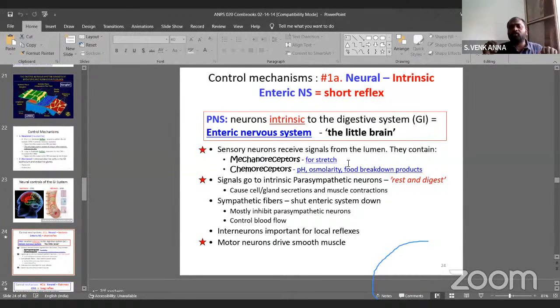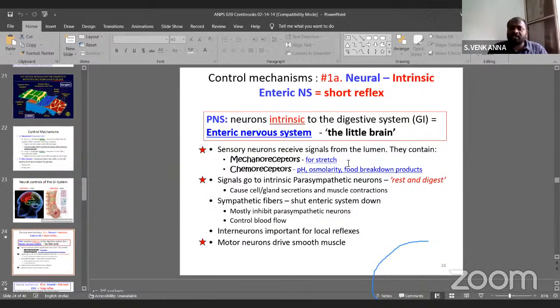The chemoreceptors respond to changes like pH. What is pH? pH means potential of hydrogen. Then osmolarity, which relates to osmoregulation. Then food breakdown products. In digestion, food breakdown converts complex molecules to simpler ones, and this is sensed by the chemoreceptors.